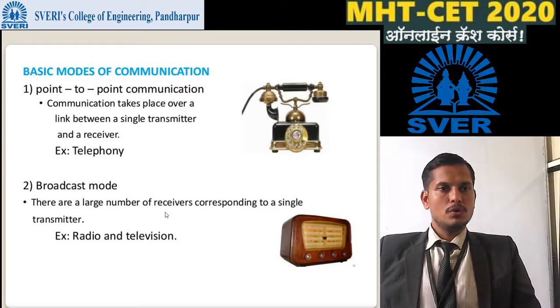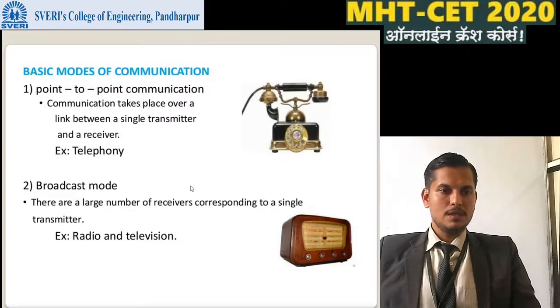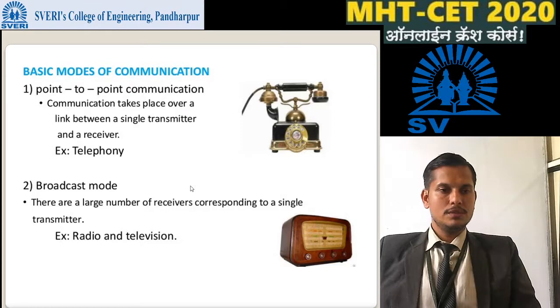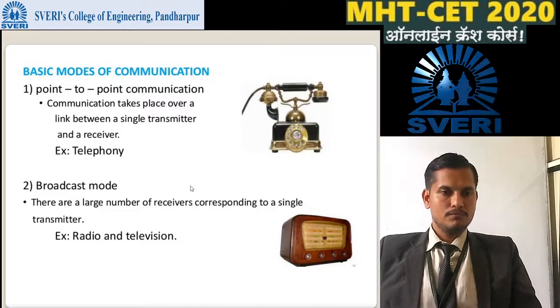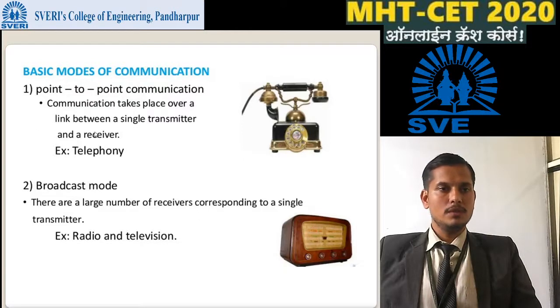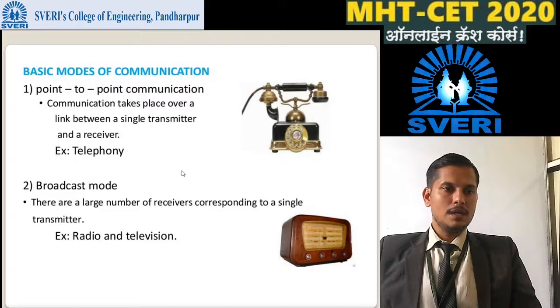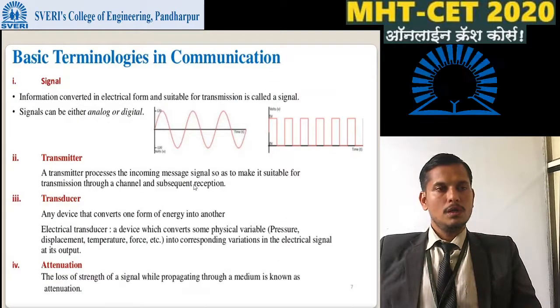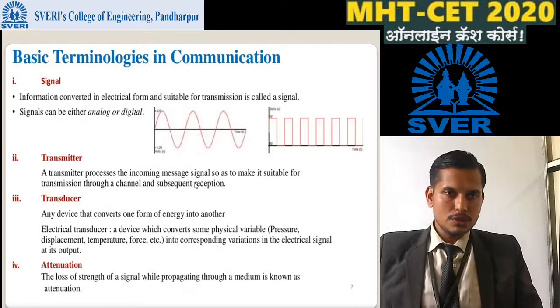So the basic modes of communication are, first, point-to-point communication. Communication takes place over a link between a single transmitter and a receiver, like telephone. Then broadcast mode, where there are a large number of receivers corresponding to a single transmitter, like radio and television. So radio and television all can be observed at a time. So here we are considering a large number of receivers, while for telephone it is linked between a single transmitter and a receiver. Now we have to discuss basic terminologies in communication.